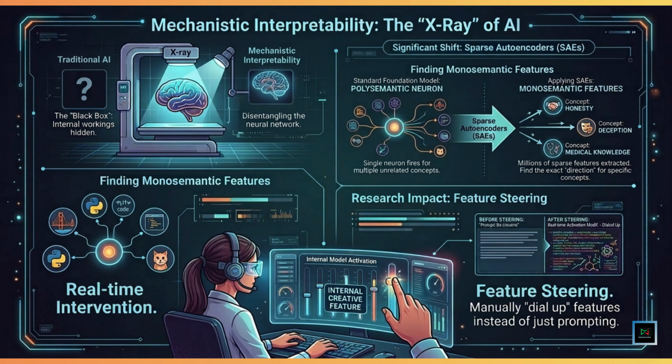This allows us to find the exact direction in the model's brain that represents a specific concept, such as honesty, deception, or medical knowledge. This allows for feature steering. Instead of prompting a model to be more creative, we can manually dial up the internal creative feature by modifying the model's activations in real time.